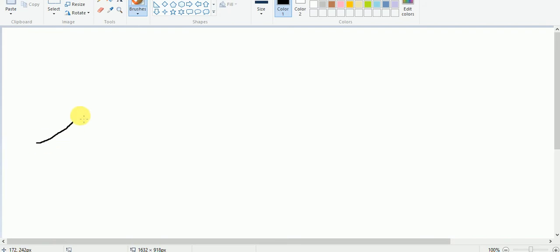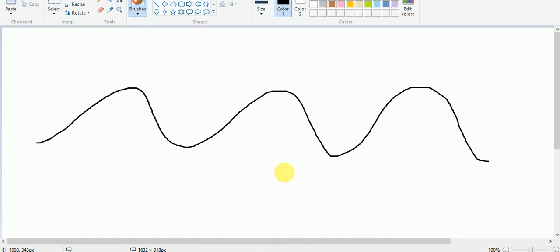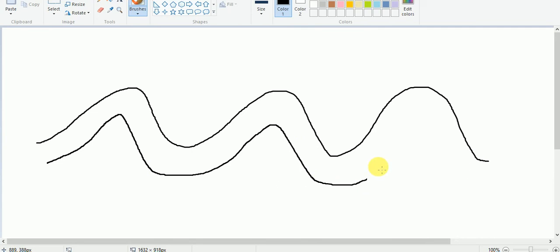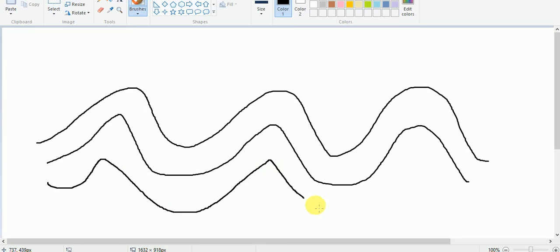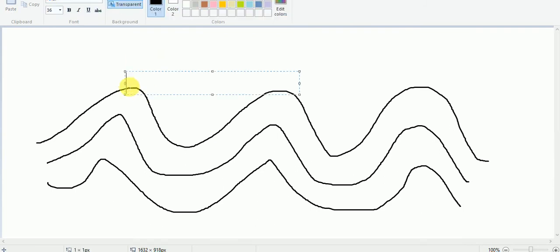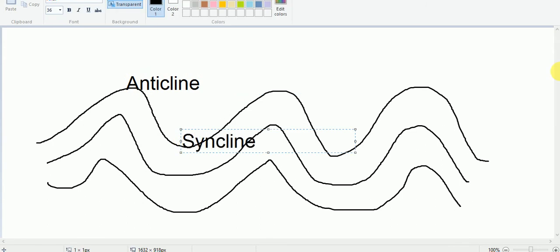Let us say this is a folded mountain range. These are the different formations, different layers. A formation is a layer formed in a particular geologic time. And see here, this is known as an anticline, and here this is known as a syncline.